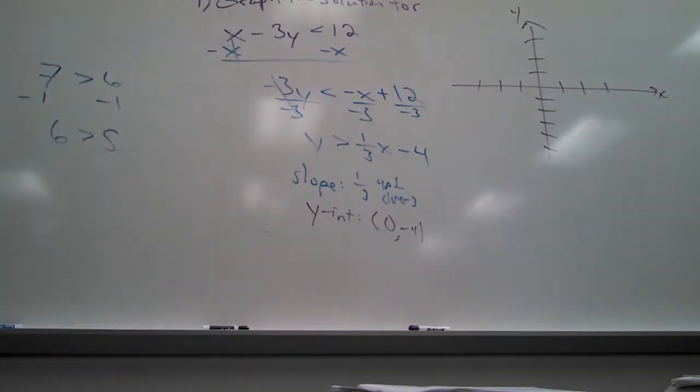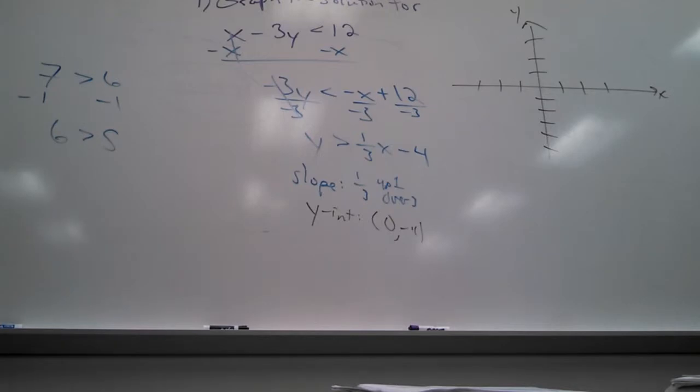You're just telling it's dotted instead of solid. Yeah. Take a point, normally (0, 0). If it works, you shade in that direction. So if you end up with a true statement, that side works. If you have a false statement, the other side works.